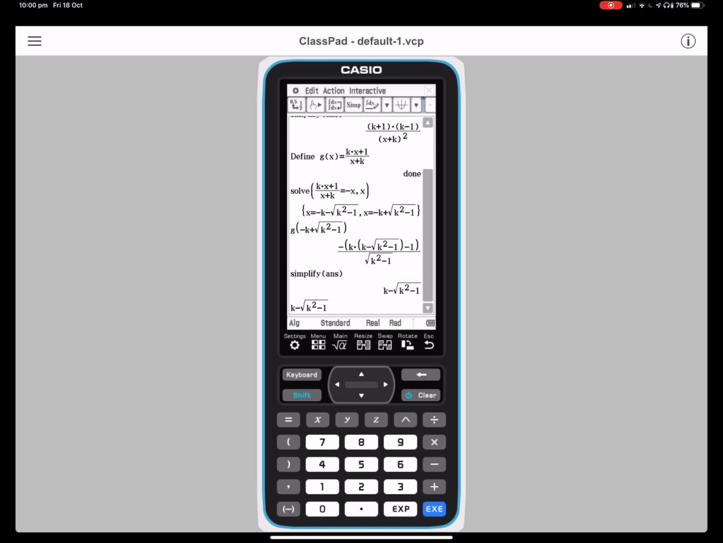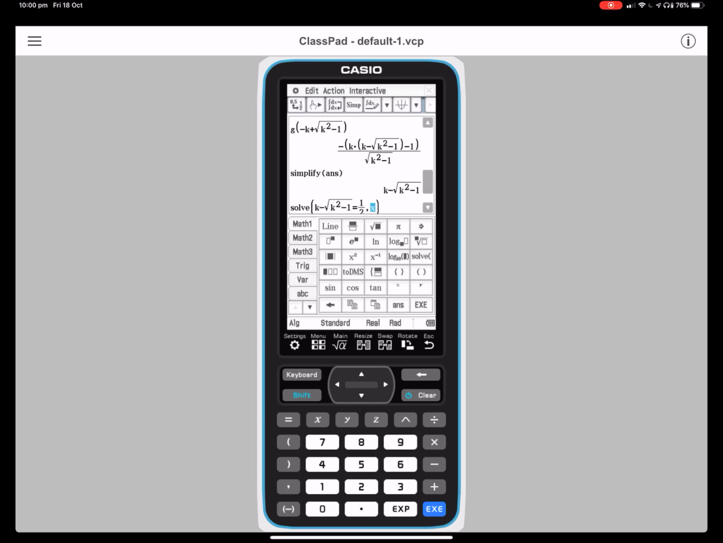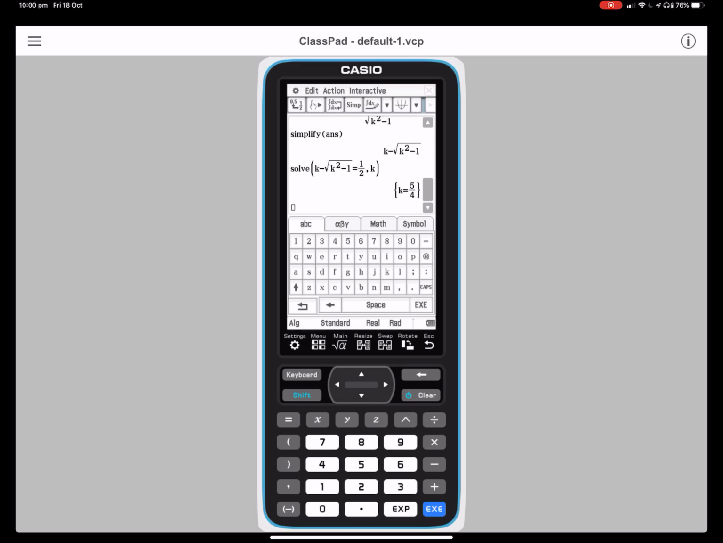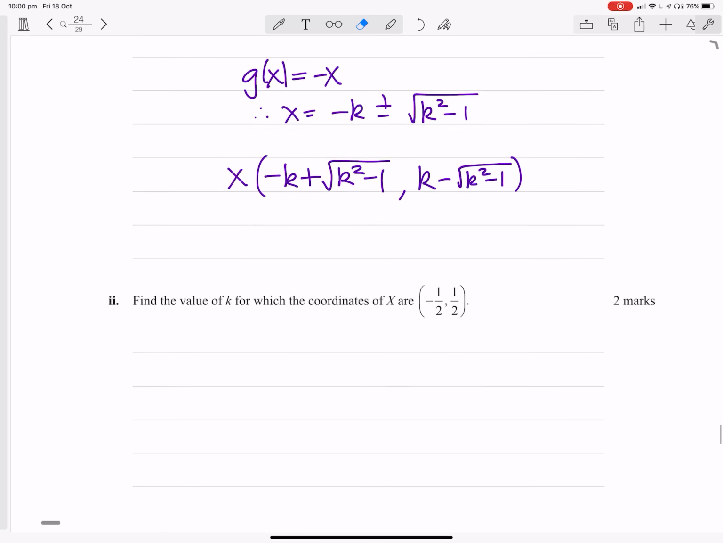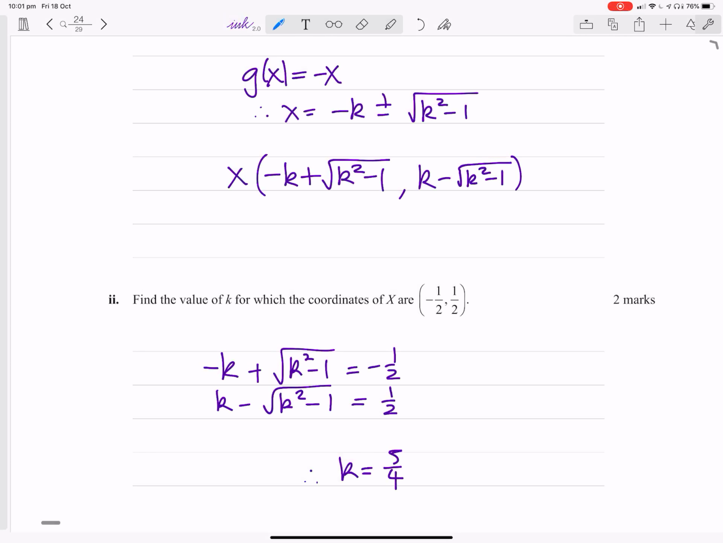So let that equal a half. I want to solve for k. So negative k plus root k squared minus 1 is negative a half, and k minus root k squared minus 1 equals positive a half.